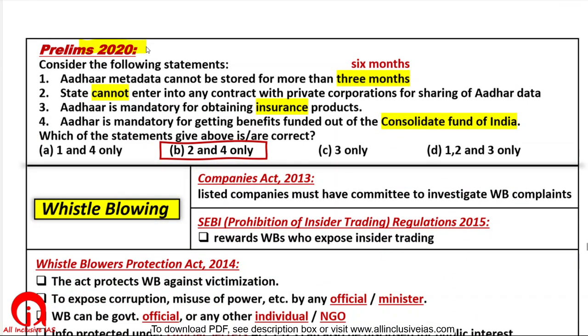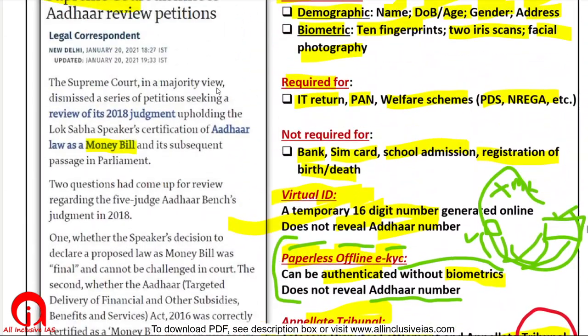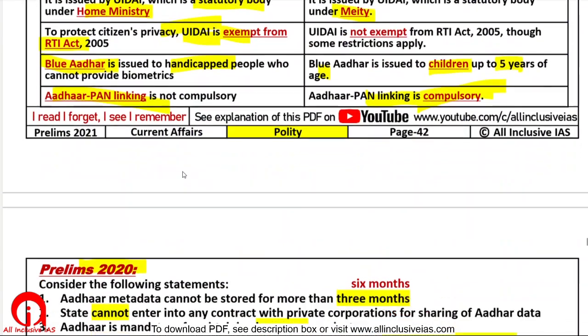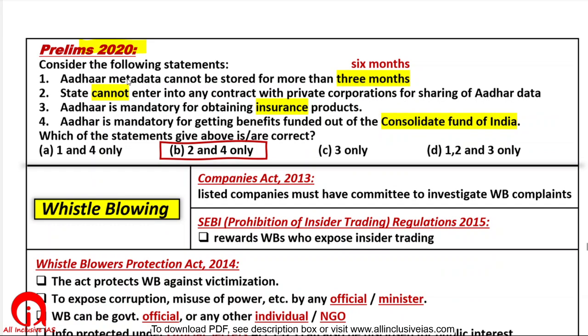Now the Prelims 2020 question. See, the Supreme Court ruling that I told you here, that Aadhaar is a money bill, is okay. There are many things the Supreme Court has said. Many changes in the Aadhaar Act were made by the Supreme Court. What the Supreme Court said was that the authentication data of Aadhaar cannot be stored for more than 6 months. The Act gave a provision that authentication data can be stored for 5 years. The Supreme Court said 5 years is of no use, store it only for 6 months. So UPSC said it to be 3 months. Okay, so option 1 is wrong.